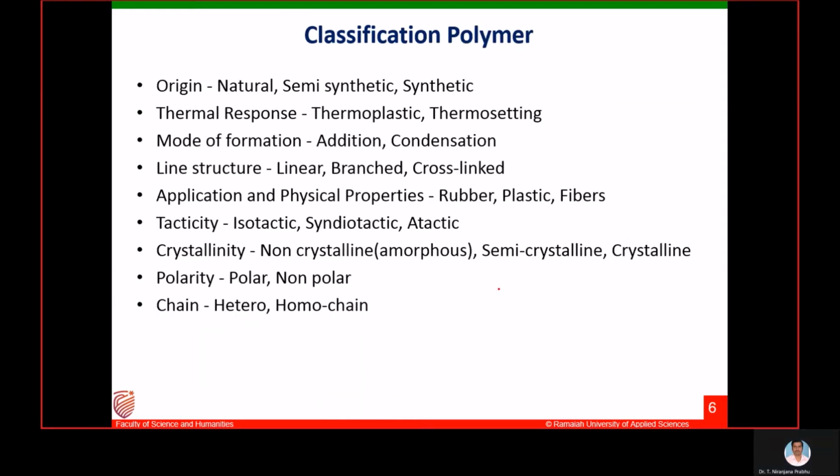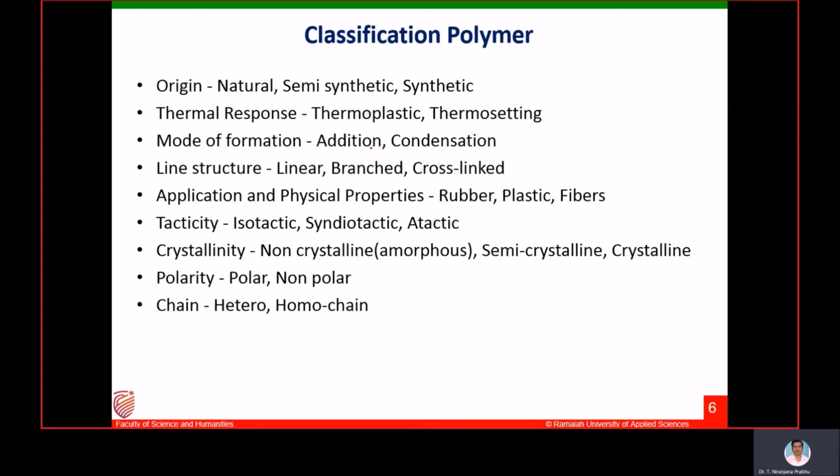Let us look at the classification of polymers based on origin, that is, how they are being produced. Based on that, we classify polymers as natural polymers, semi-synthetic polymers, and synthetic polymers. I'll give examples for each in the next slide. Based on thermal response, how these polymers behave with temperature or heat, they are called thermoplastic and thermosetting.